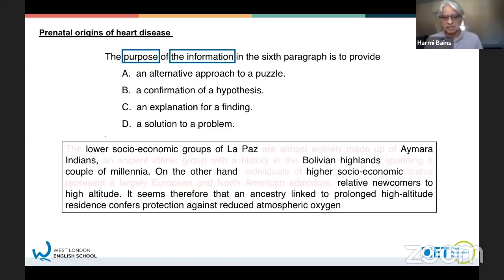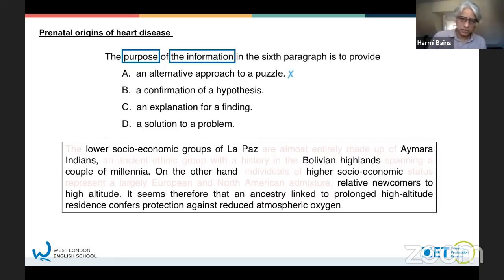Well, it says here, it seems therefore ancestry is linked to prolonged high altitude residence. It confers protection against reduced atmospheric oxygen. All it's saying really is if you've lived in the mountains for a long time, you're more likely to be protected when there is less oxygen. You'll be more suitable to live in mountains if your parents, your grandparents, your great grandparents have all lived in the mountains. But if you're new to the mountains, you're going to struggle more because there's less oxygen. That's really all it's telling you here. That's basically the gist of the paragraph. That's what the writer is saying.